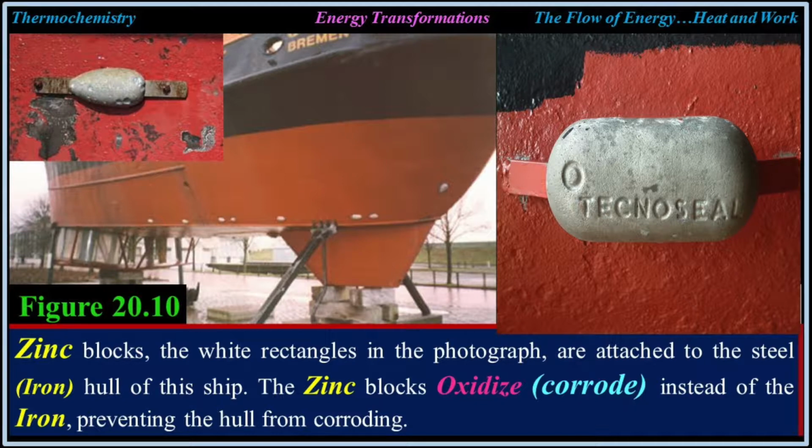Figure 20.10, zinc blocks, the white rectangles in the photograph, are attached to the steel iron hull of the ship. The zinc blocks oxidize, corrode instead of the iron, preventing the hull from corroding. You can see I have little blown up areas of those little blocks, and you have different types as well, different shapes, and they're welded to the ship, the iron hulls.